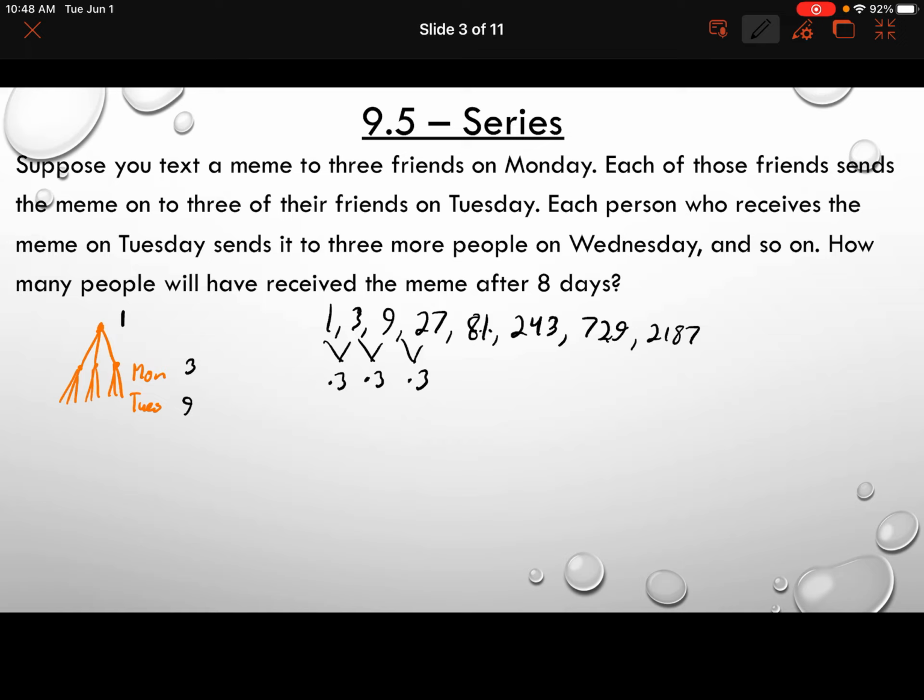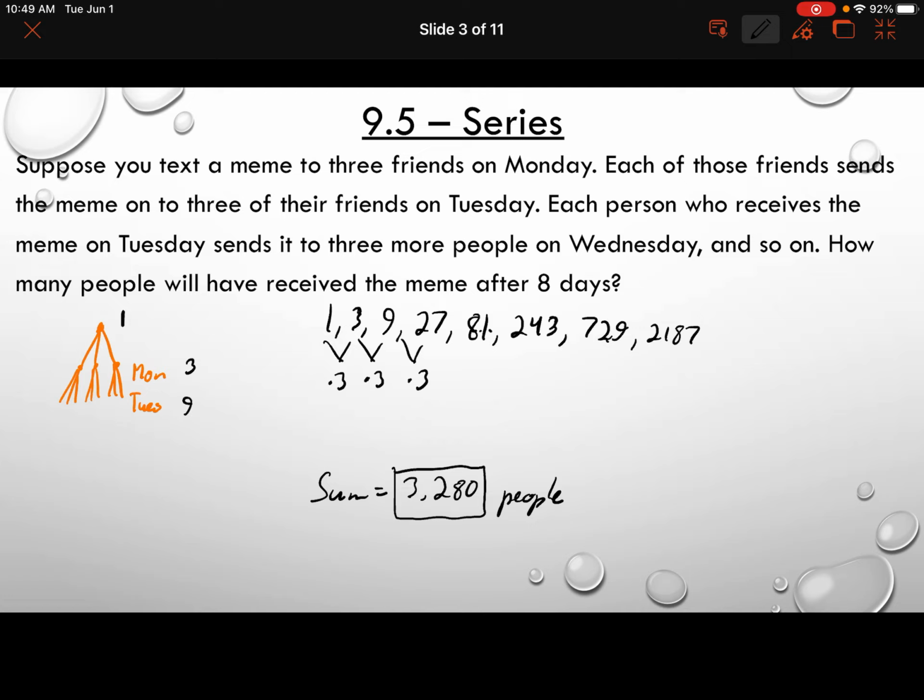So at this point, we just have to find the sum. If we add up all of these, let's see what we get. 1 plus 3 plus 9 plus 27 plus 81 plus 243, plus 729 plus 2187. So it looks like 3,280 people would have seen this meme after 8 days. So once again, if we consider the first day as just 1 person, and then the second day 3, third day 9, so on and so forth, we end up with 3,280 people as our sum.